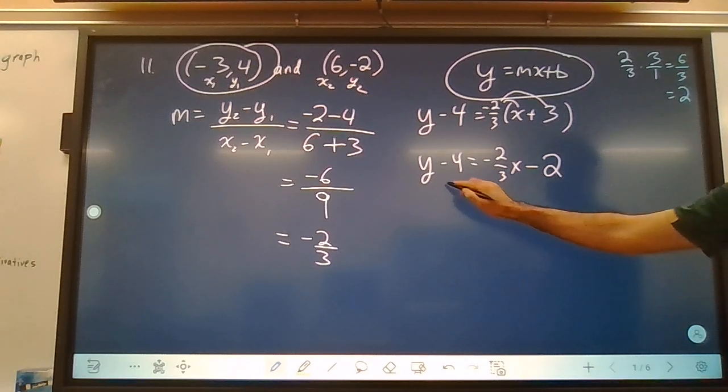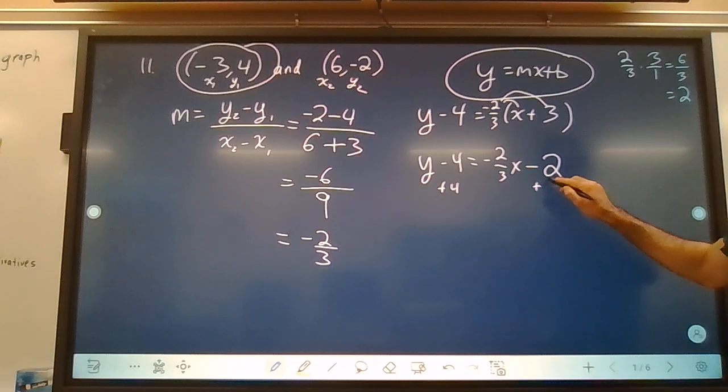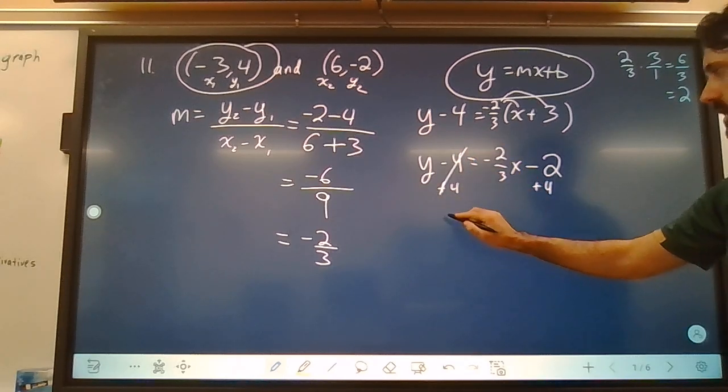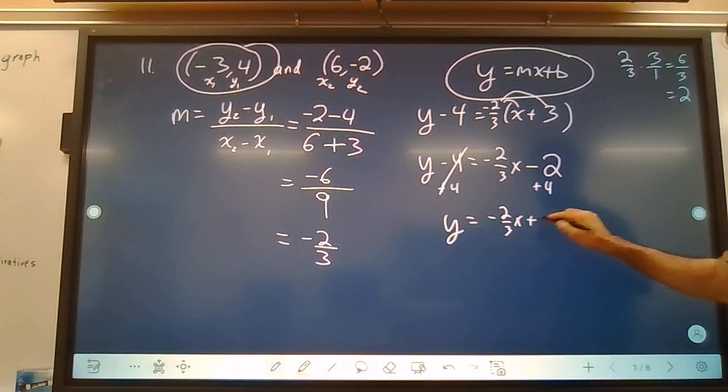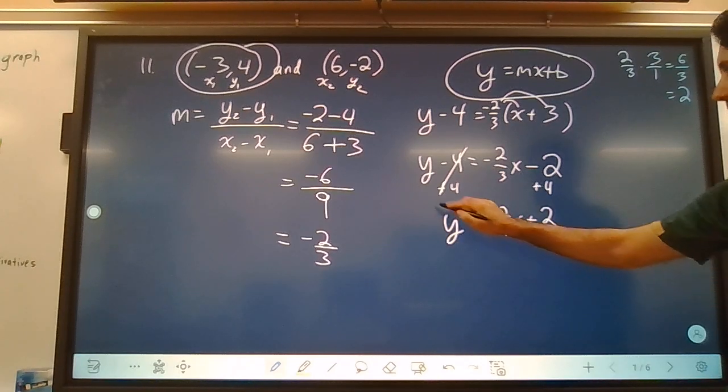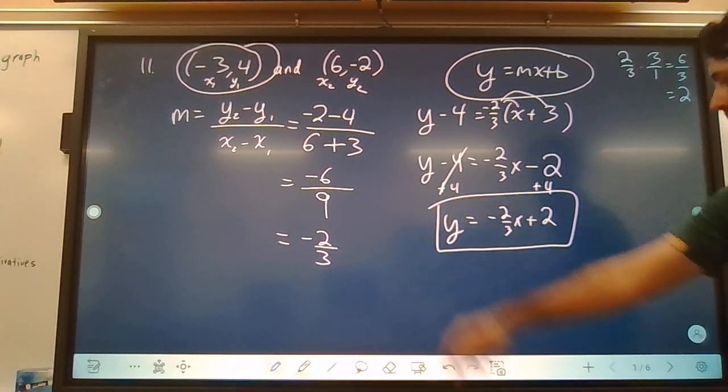All right, the last step is we add 4 to both sides. Plus 4 plus 4. Those cancel. Y is equal to -2/3 x plus 2, and that's our answer to number 11 here.